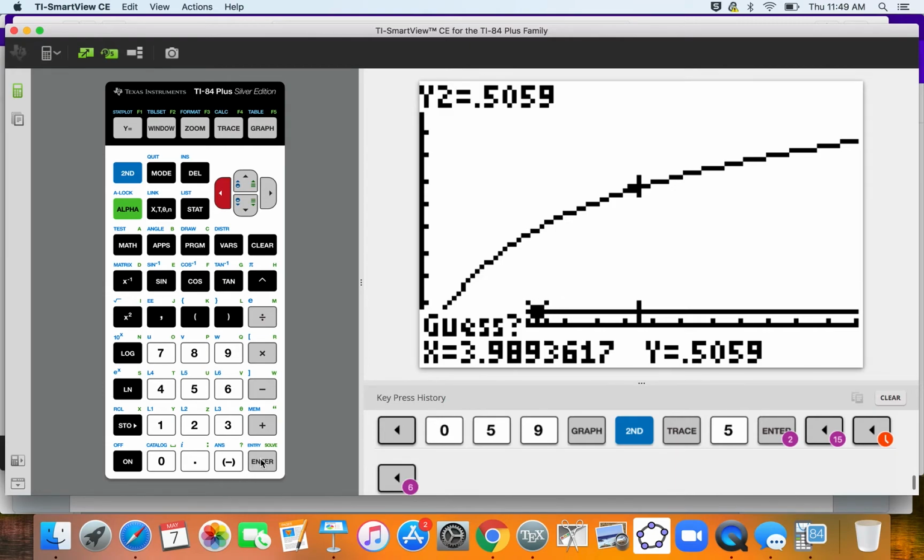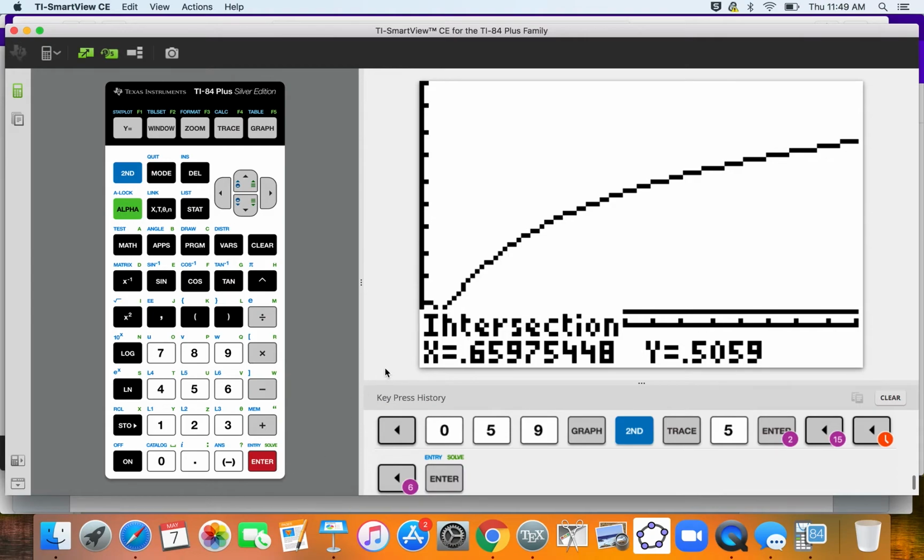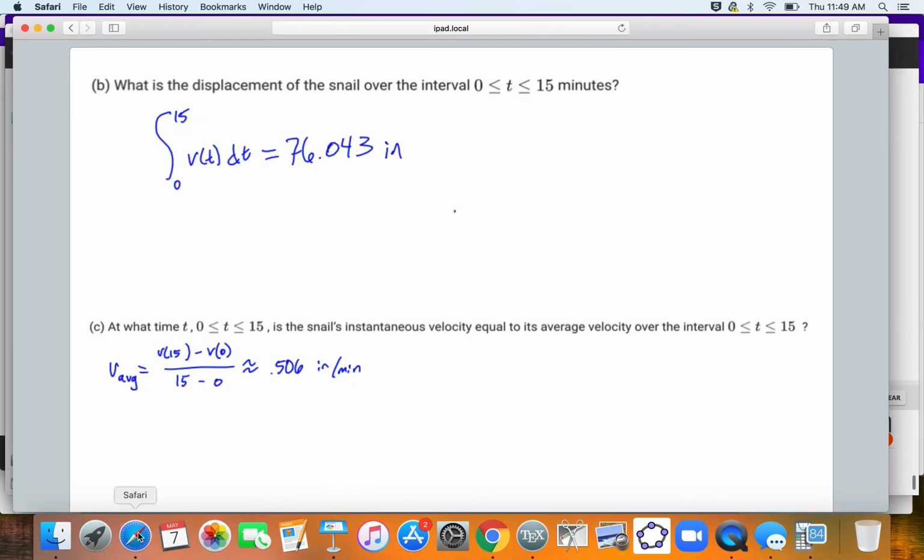Oh boy, this emulator is much slower than a regular calculator. All right, but that's what we're looking for. There we go. So x equals 0.6597, or 0.660, I guess, if we're rounding to 3 decimal places.